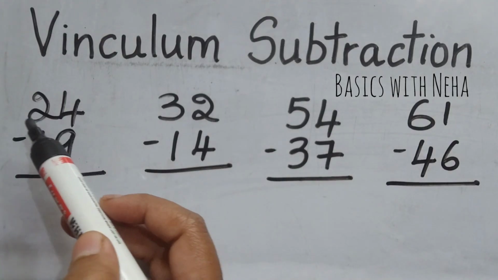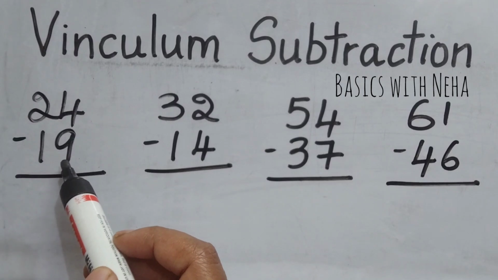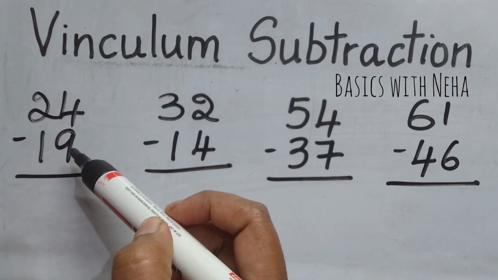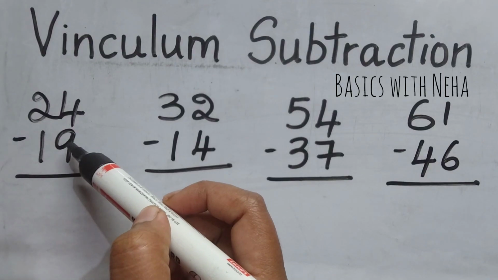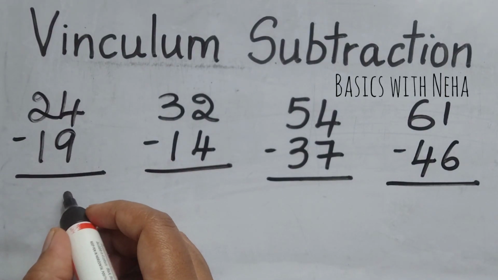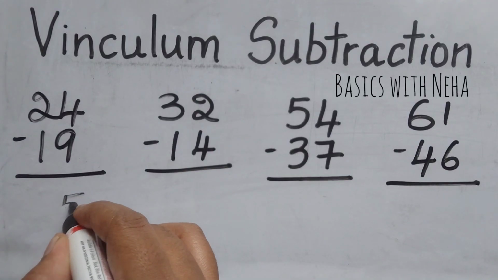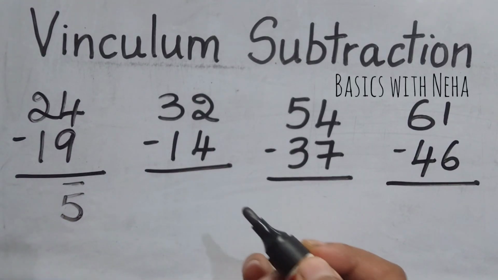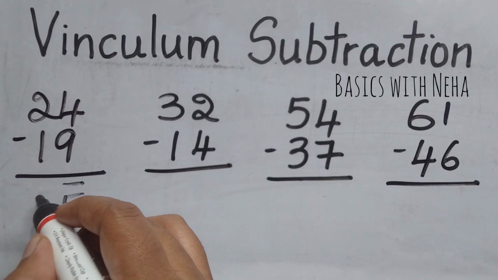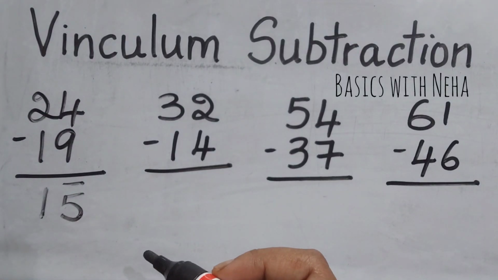The first number is 24 minus 19. Here the minuend is smaller than the subtrahend, so I'll do the reverse subtraction. That is 9 minus 4 will give me 5. When I do the reverse subtraction, I'm going to introduce a bar on the number. And then 2 minus 1 is 1. I can take that one as it is.